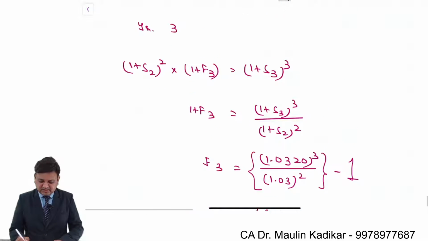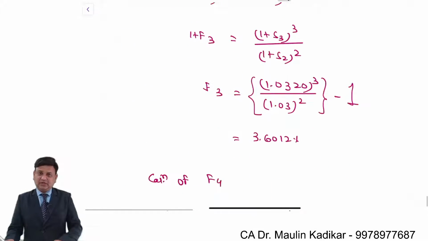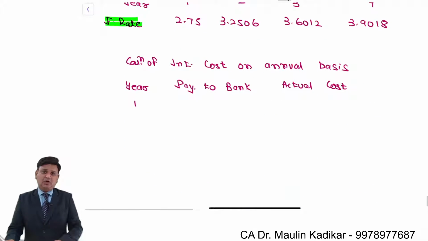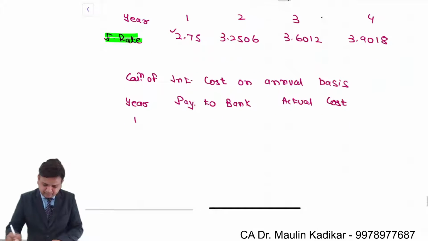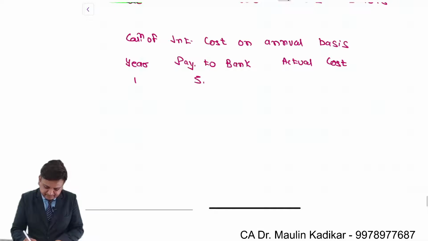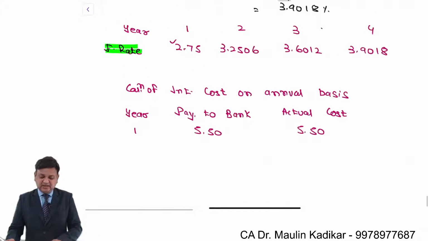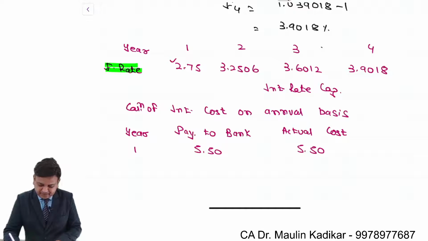We understand that there is a fixed interest of 2.75. So whatever the floating rate of interest, the fixed charge of 2.75 will be added. So over here 2.75 plus 2.75 comes to 5.5, and actual cost will be 5.5. Why? Because it is less than the interest rate cap, which is provided to us as 5.625. As far as the interest rate cap is concerned, it is 5.625% is the interest rate.